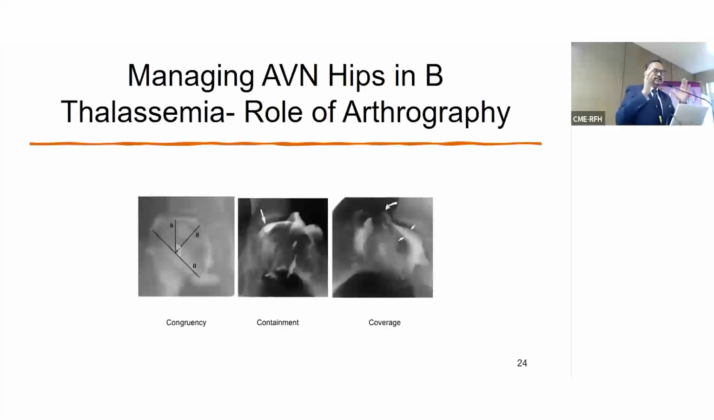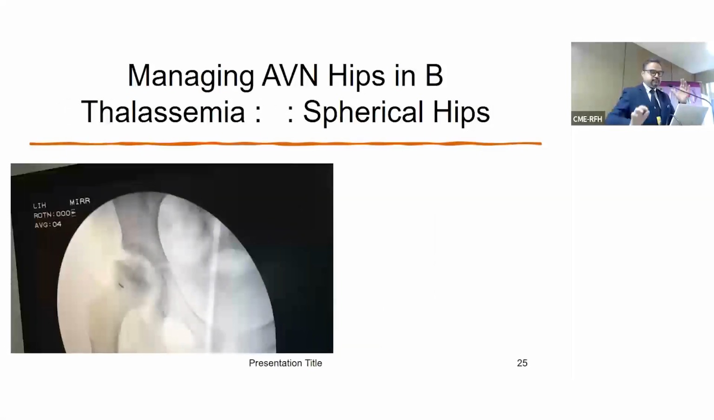Now, how do we manage these AVNs? The first thing we do is we put a dye inside the joint and we look for three things. One is whether there is a congruency between the acetabulum and the femoral head. Second, if the femoral head is inside or contained, or it's outside. And third, if it's outside, what is the level of coverage of the acetabulum over the femoral head?